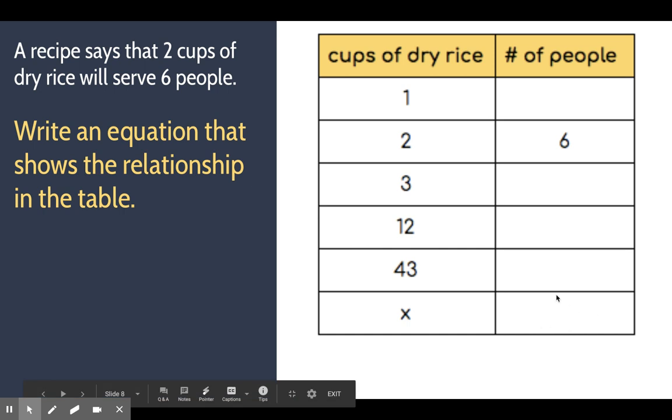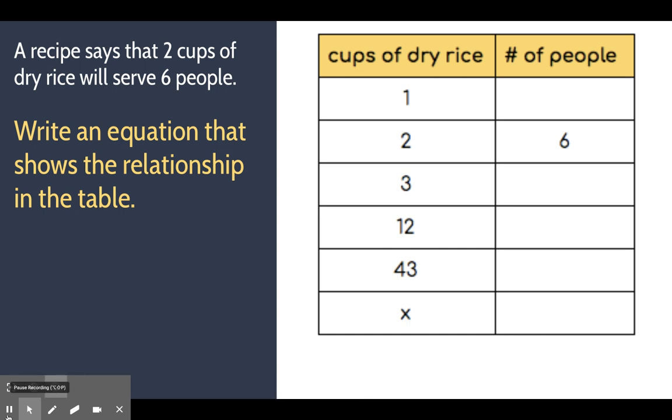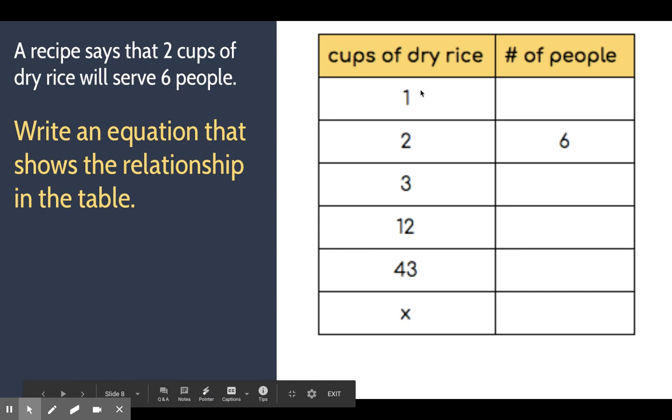So let's take a minute to revisit this, pause the video, and share what your thoughts are. So hopefully, we're realizing that in order to figure out the number of people, I just multiply all of the numbers in this first column times 3. When I did 1 cup times 3, it let me know that I could serve 3 people. 2 cups of dry rice times 3 let me know that I can serve 6 people. And all I did was multiply this first column by the number 3.